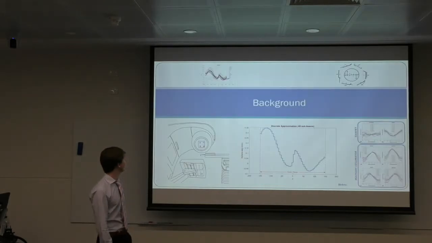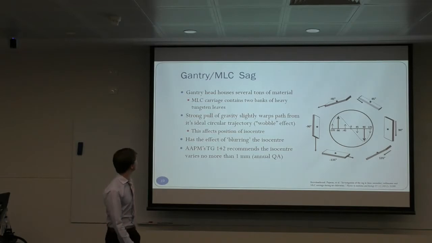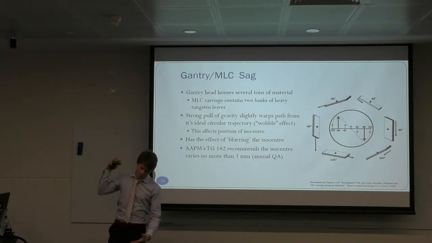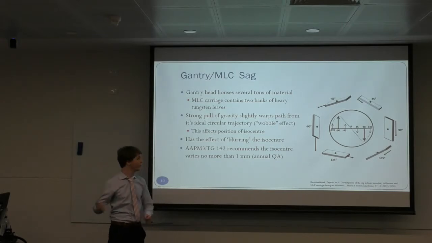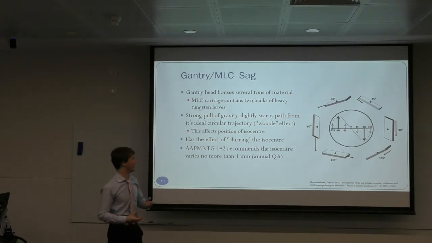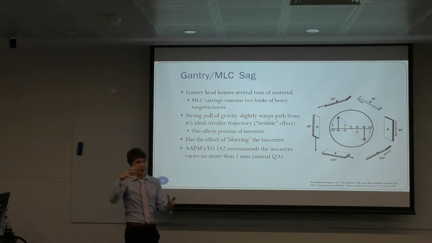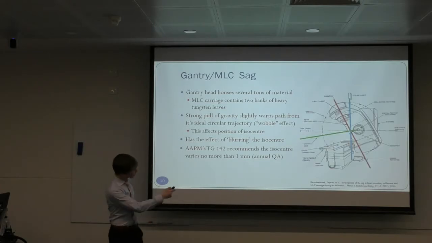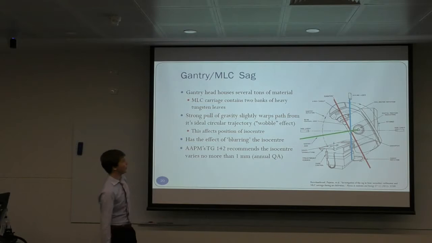So, background, where does my project start? Well, you've got the gantry and MLC sag. The linear accelerator has this big gantry that rotates around, and inside the head you've got several tons of material. You've got lots of lead, and you've got these heavy tungsten leaves, and you've got this very strong pull of gravity which warps your ideal trajectory a little bit. It's called a wobble effect. And instead of that point at the isocenter, it blurs it, and you get a sphere of uncertainty instead.